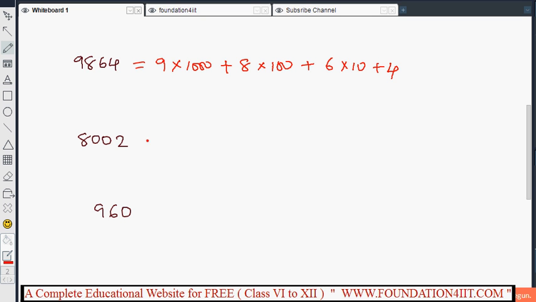Similarly 8002. 8 is in the thousands place, plus now these both are zeros. So 0 into 100 is 0 and 0 into 10 is also 0 only. So directly we can take the next, 2 into 1. Okay, 960. 9 is in the hundreds place, plus 6 into 10. 6 is in the tens place, plus 0 into 1, so that is 0 itself. If any zeros are there, you can neglect that place value, because if a number is multiplied by 0, we get 0 again.